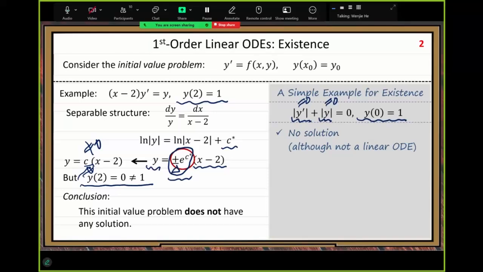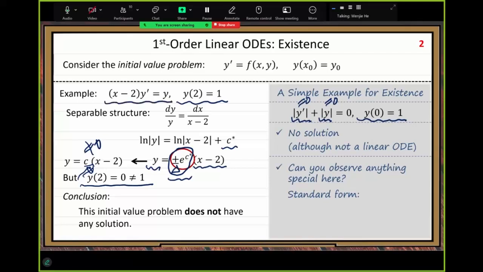What caused the problem? Something must be wrong, right? If there is no solution, something must be wrong. So we want to see what's wrong here. Can you observe anything special here? Some special property? If we go back to our original, this is our original equation.